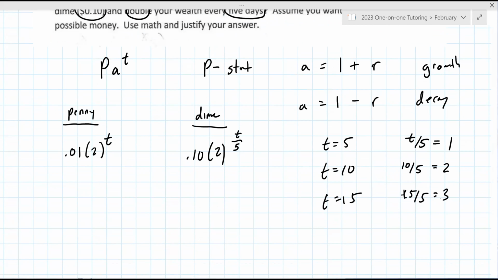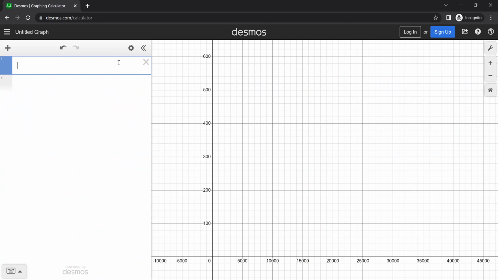Any idea how this plays out? I think the penny would get more money. It does. One way is to graph this. Can I graph this for us? Yeah, is that reasonable? Okay. Let me go to the graphing thing here, and we're just going to graph these things.